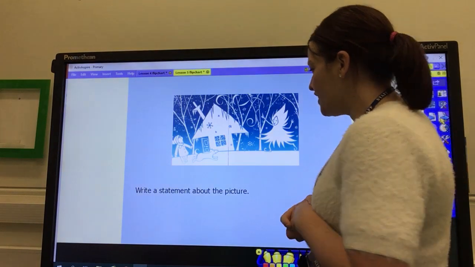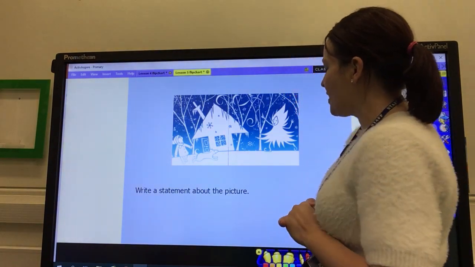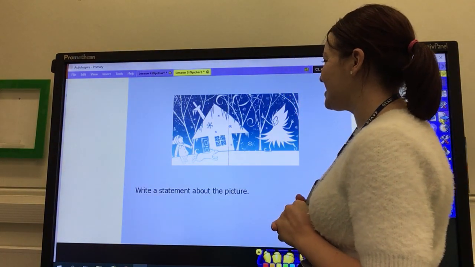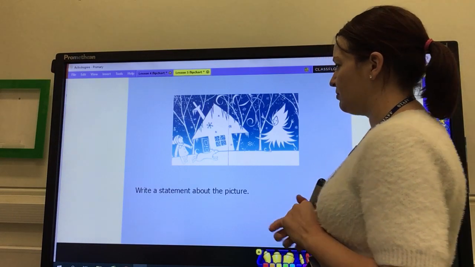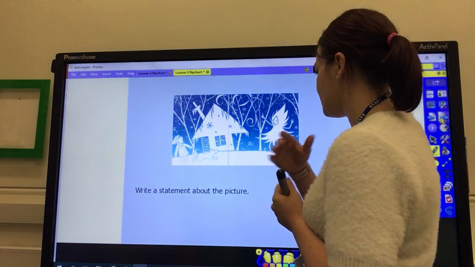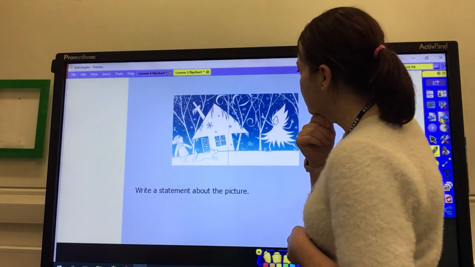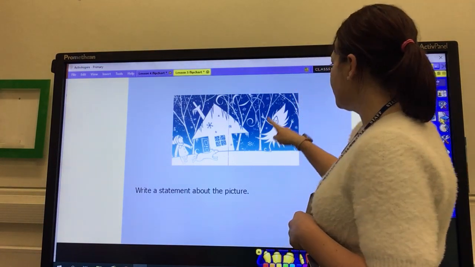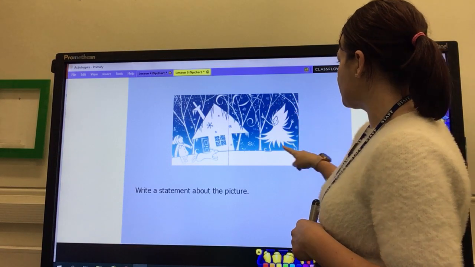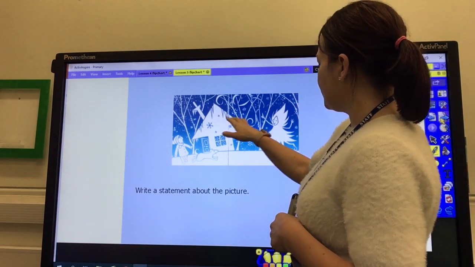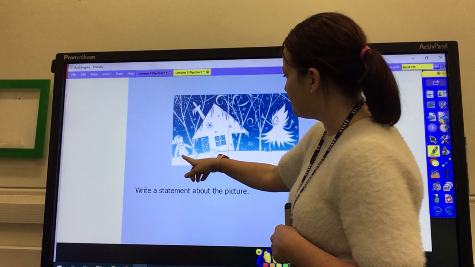Okay, so the first thing we're going to do is write a statement about the picture. Now do you remember a statement is telling facts? So let's have a look at this picture. What facts could I say about the picture? It's got blue sky, there's some snow. I know this story, so I know that's Jack Frost coming along and making all the icicles all over the house. There's a boy and a dog.